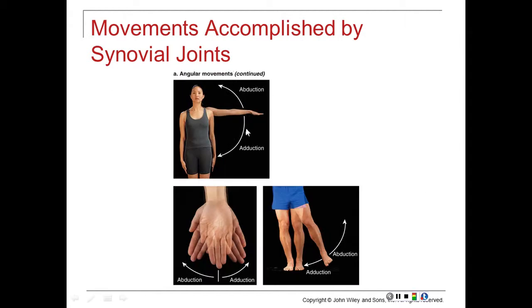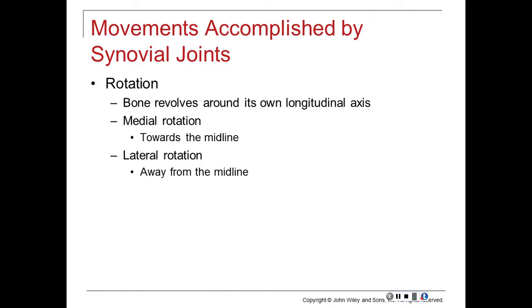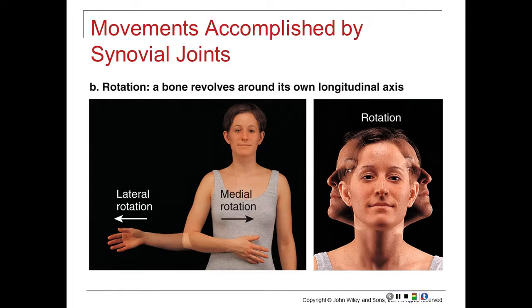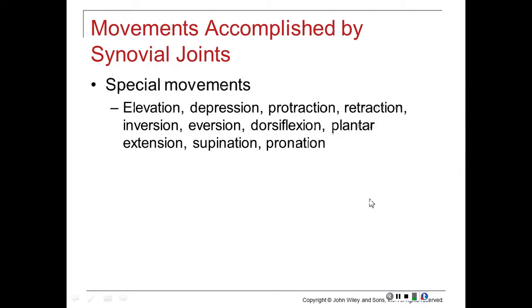Adduction, where you're adding that arm to the body, or abduction, like you're being abducted and taken away from the body. You can do that with your hand as well as with your leg, abduction and adduction. You can also rotate. You can rotate medially toward the midline of the body or laterally away from the midline of the body. And here you can see rotating at the elbow, rotating at the articulation with the occipital bone.